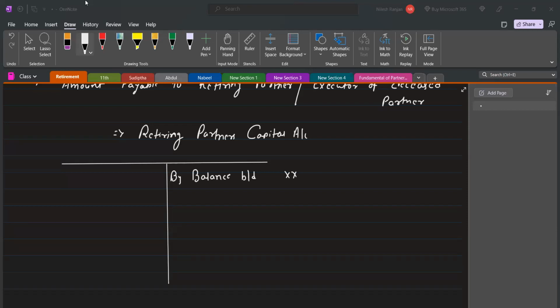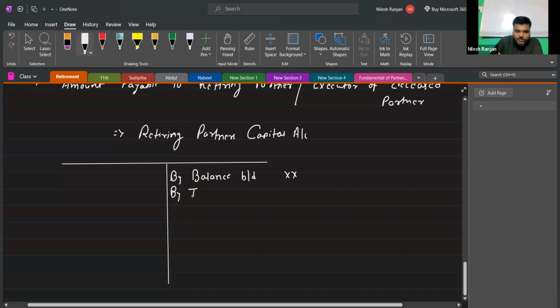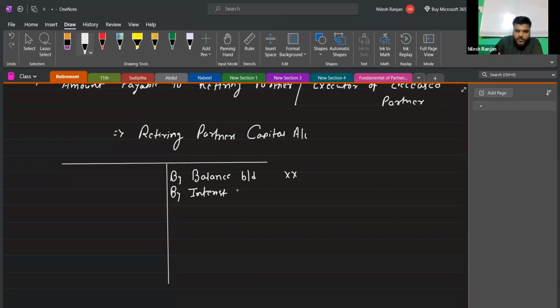Okay. So I was saying that to prepare the partners' capital account, here it is. First item, by balance b/d. We have to start the partners' capital account with their opening balance. But if the business started in the current year, then there will be no opening balance. Okay. After that, interest on capital of partners, salary, commission of partners.